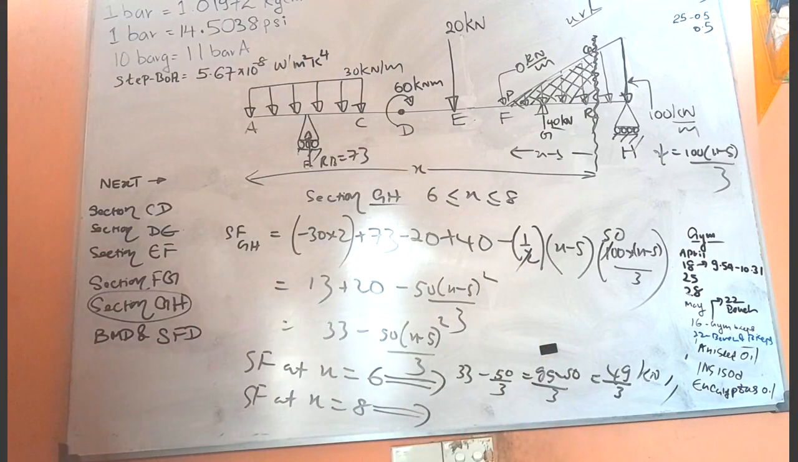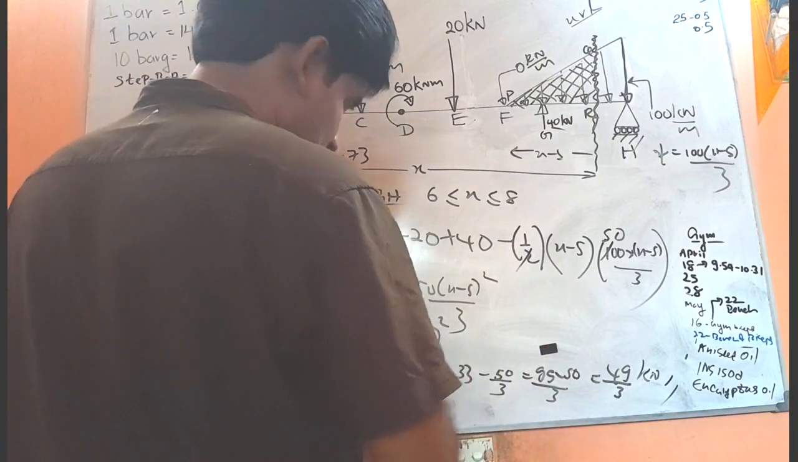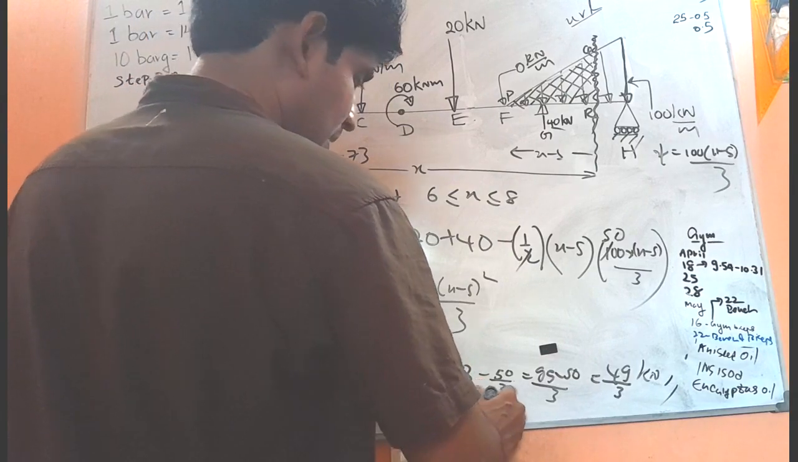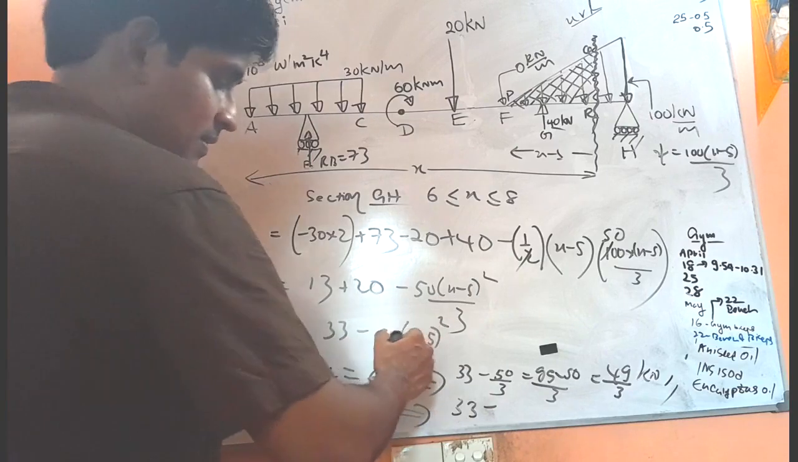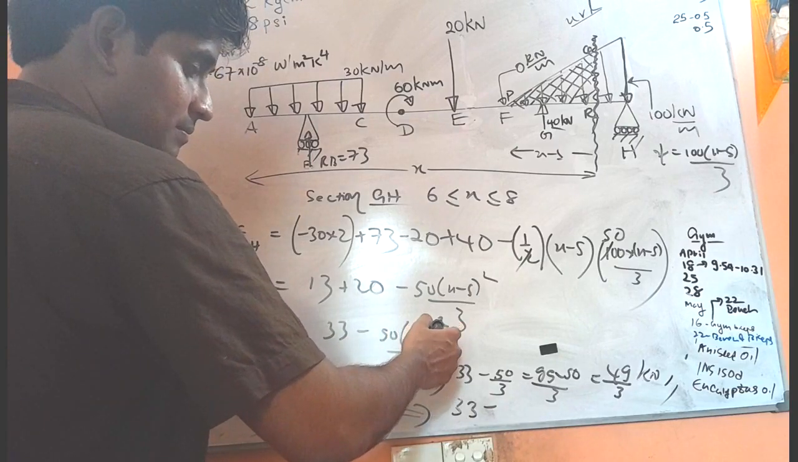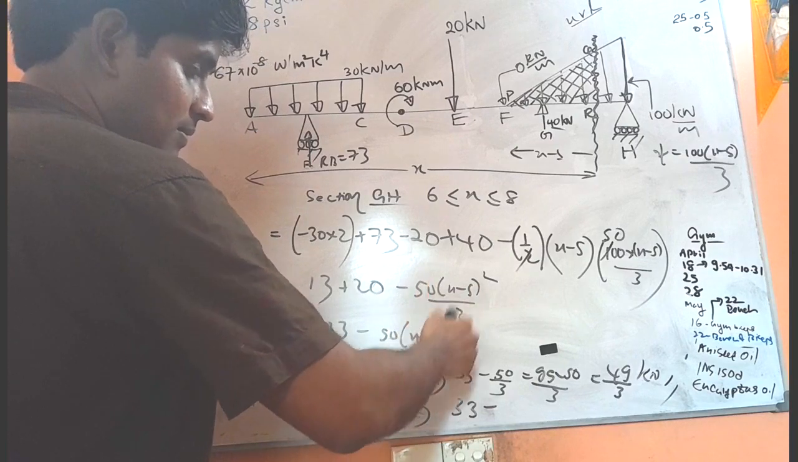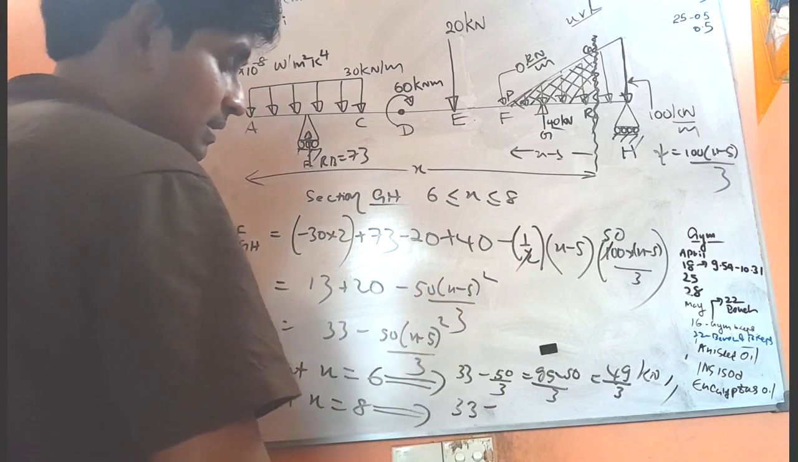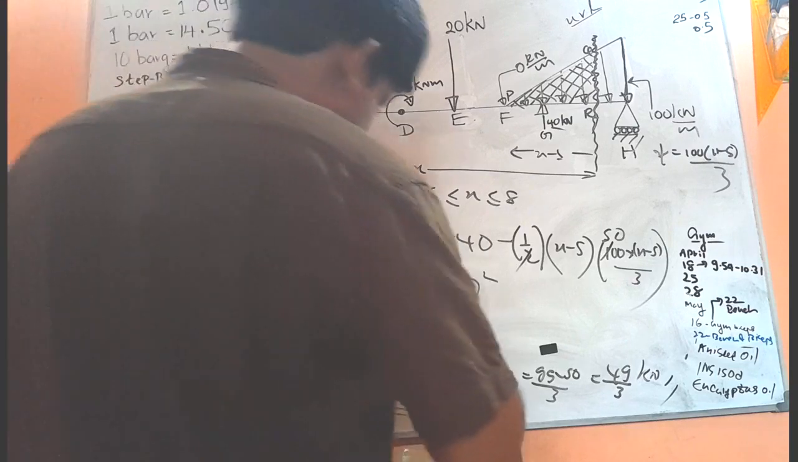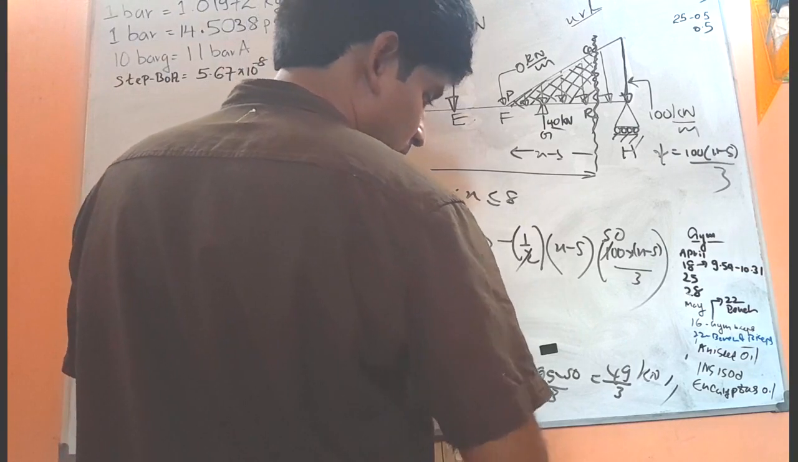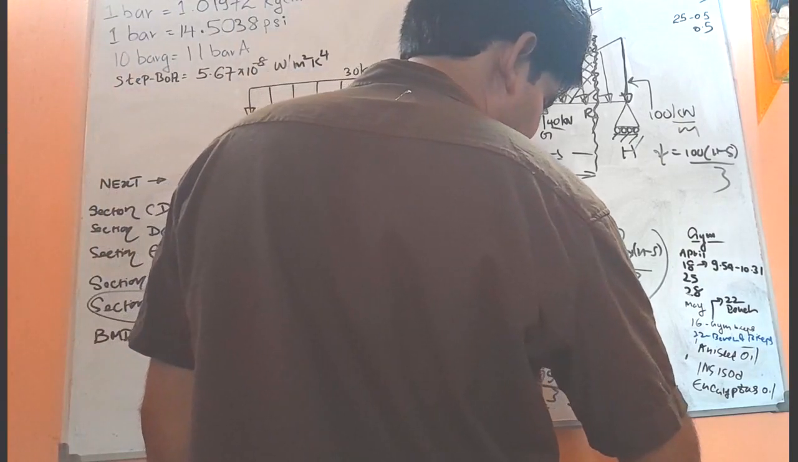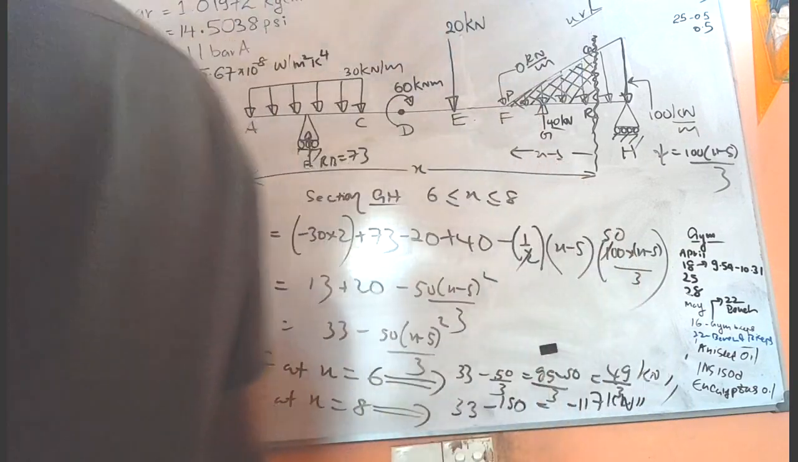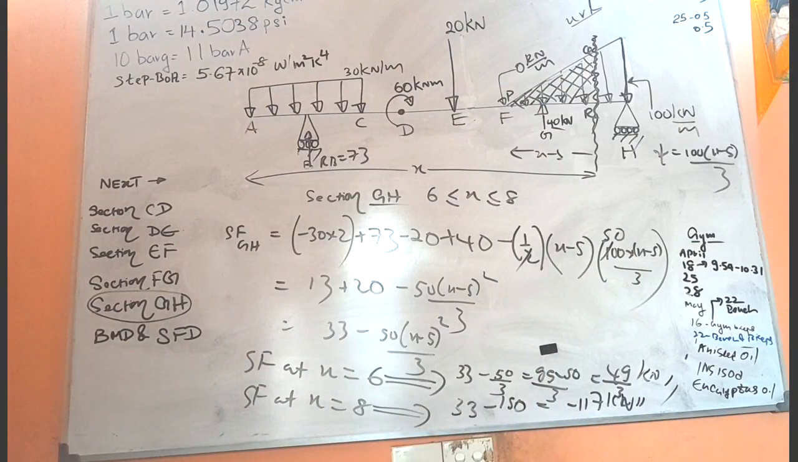Let me check it. At x equals 8, what is that? 33 minus 50 times 8 minus 5 is 3, 3 squared is 9. See, 8 minus 5 is 3, 3 squared is 9. 50 times 9 divided by 3 is 150. Then it will be 33 minus 150. The shear force at x equals 8 will be minus 117 kilonewtons, right?